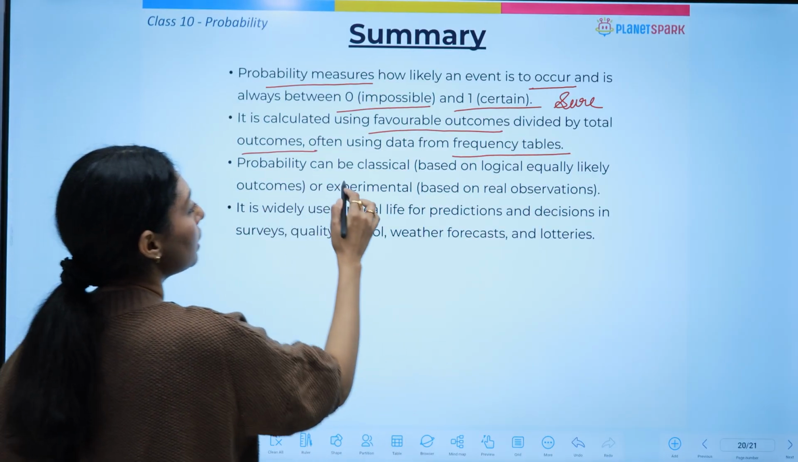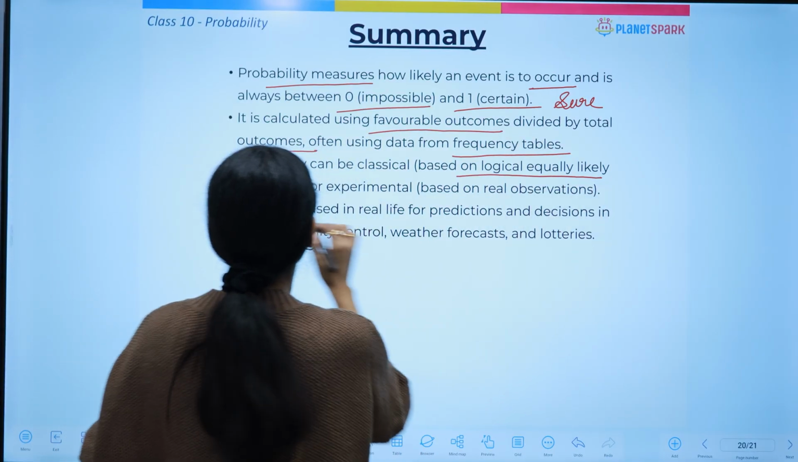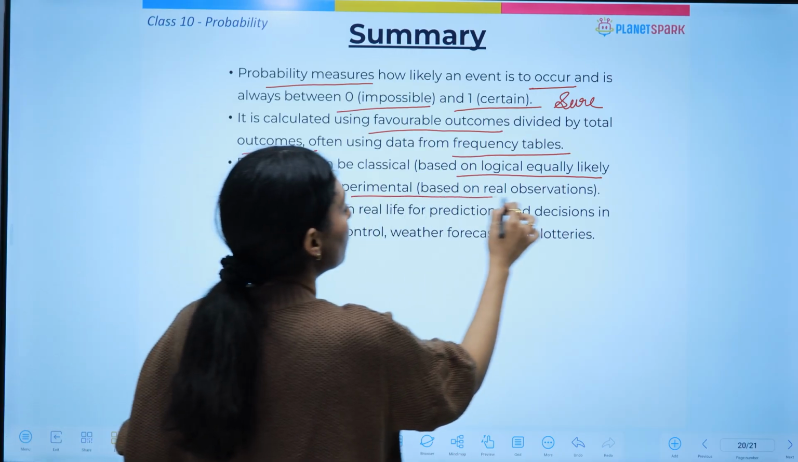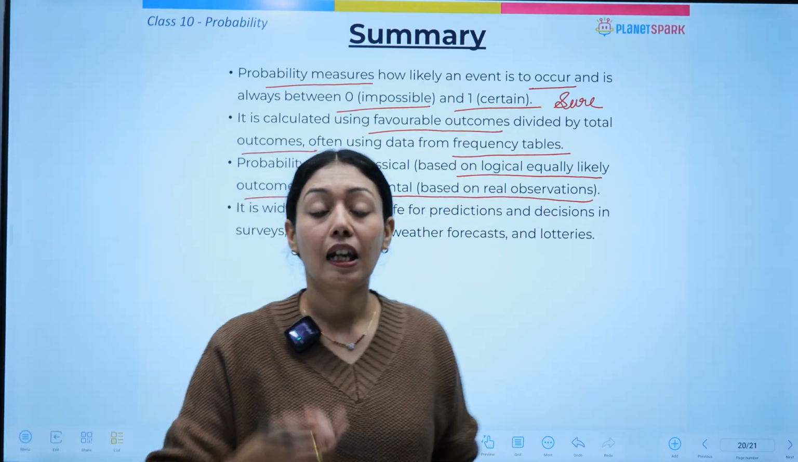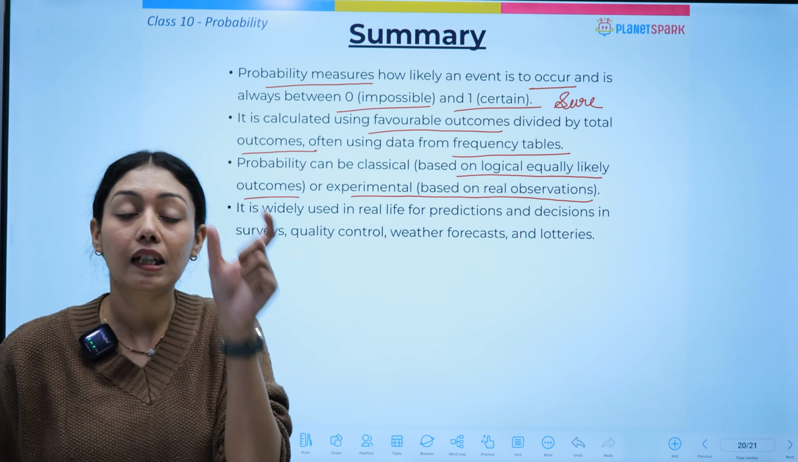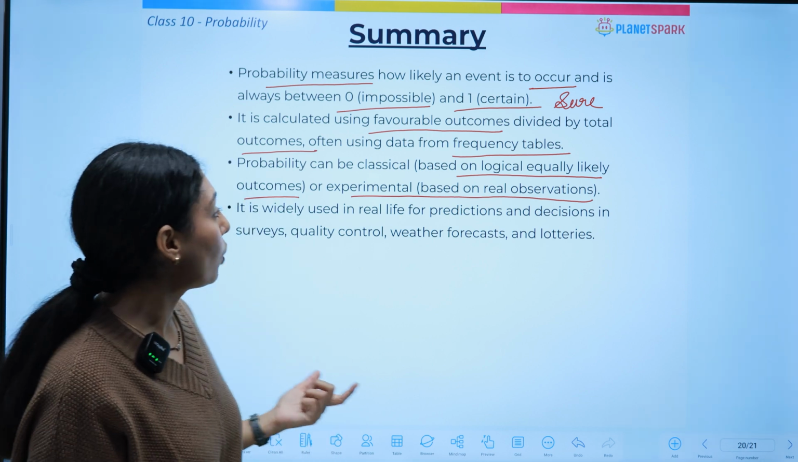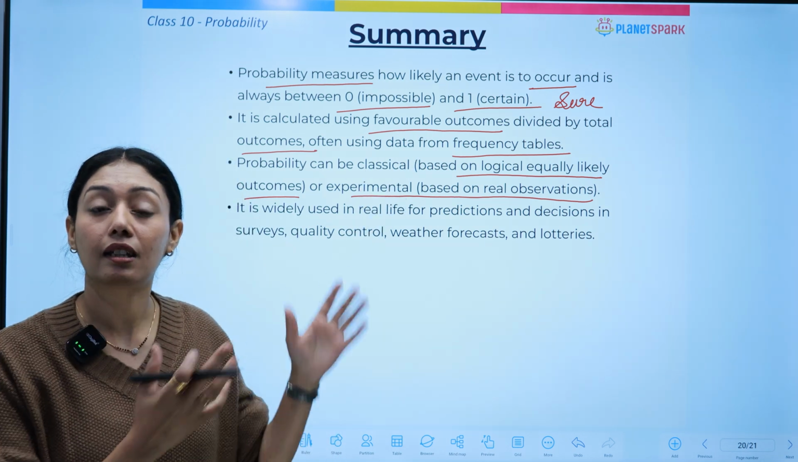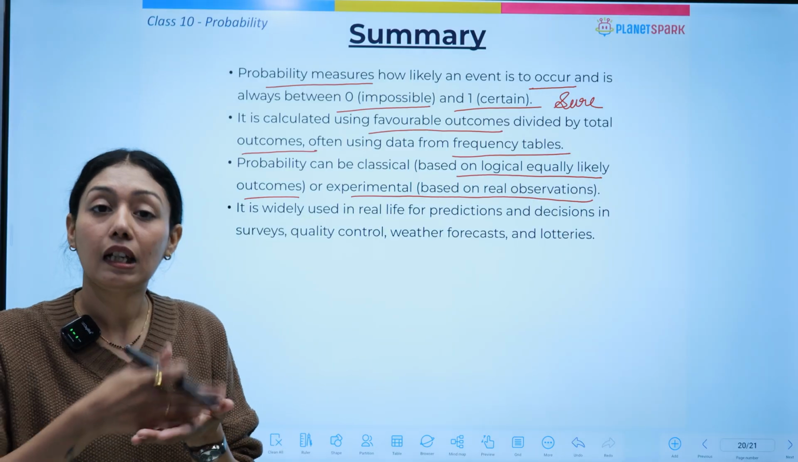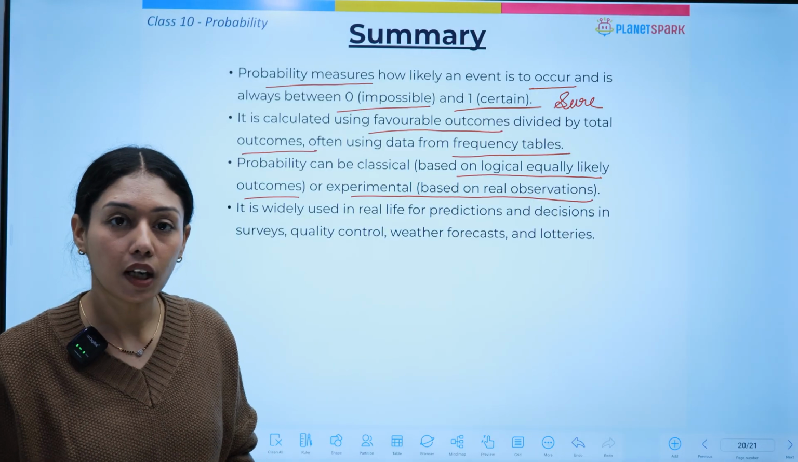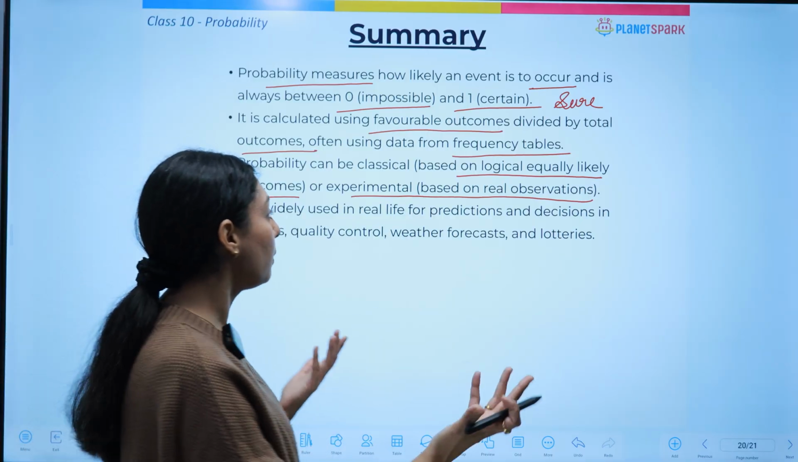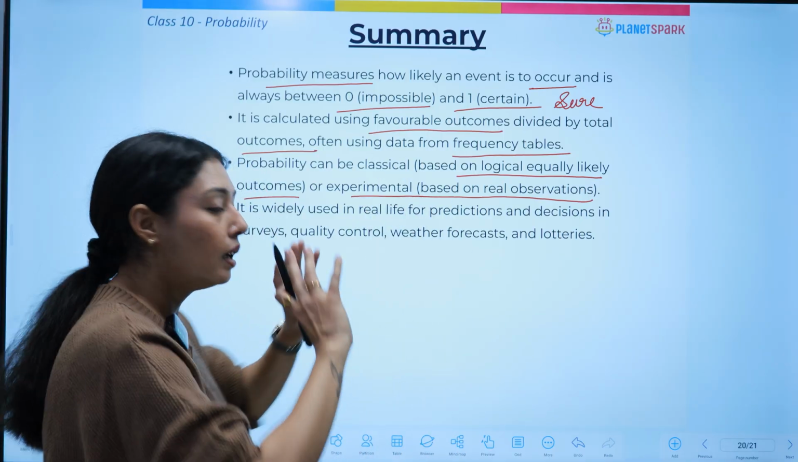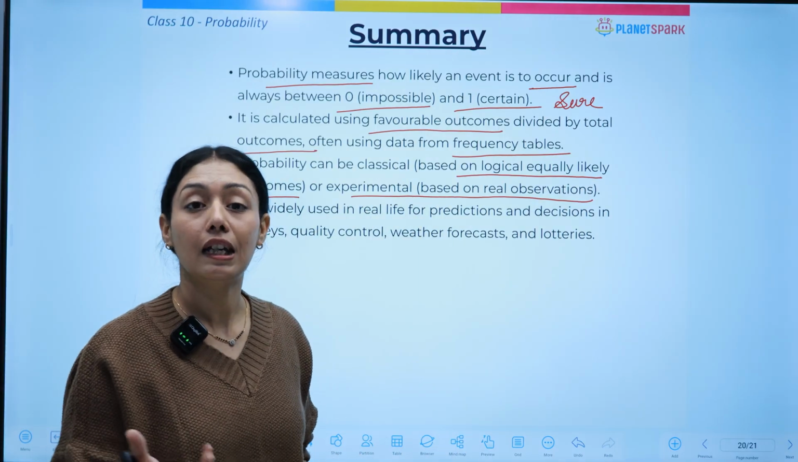Then probability can be classic based on logical equally likely outcomes or experimental based on real observations, right? Given the case, for example, experiments है like tossing a coin या फिर एक real data है हमारे पास. That kind of probability we call as classic probability, just like the tables we used here. कि we have the real data कि students के marks क्या हैं, right? Or chances are there that when tossing a coin, this can be the output. Experimental है, so experimental probability बोलेंगे. Procedure is the same. How we find it, that is the same.